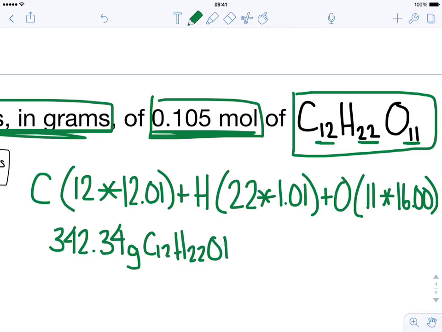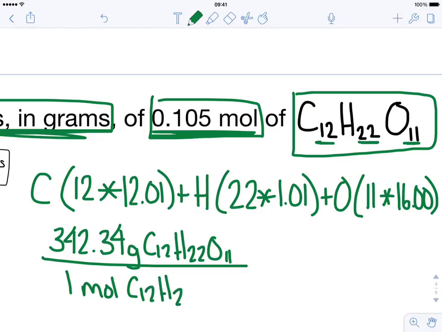C12H22O11 in 1 mole of C12H22O11. Now keep in mind that this is a conversion factor, so we can write it like this, grams over mole, or we could actually switch the way we have this written and put moles on the top, saying that in 1 mole of C12H22O11, there are 342.34 grams of C12H22O11. So just keep that in mind.